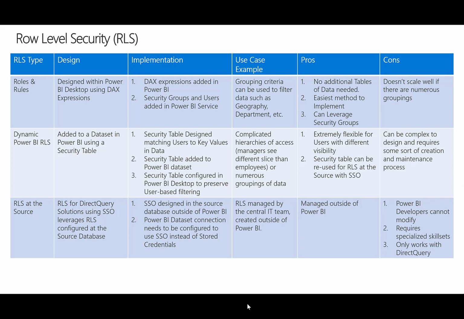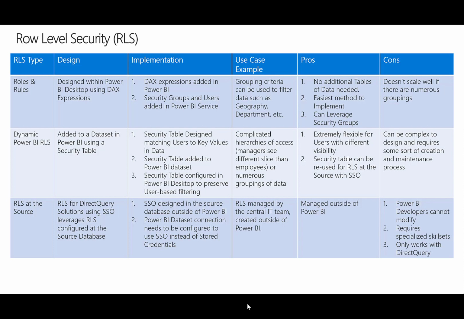So for example, if a manager can see the data for all of their employees, but their employees can only see their own data, but occasionally, when that manager goes on vacation, another manager can see those employees' data. With a row-level security table, you can configure those changes and those complexities into the table. Additionally, you can often reuse that table if you're doing row-level security at the source, which is the third option.